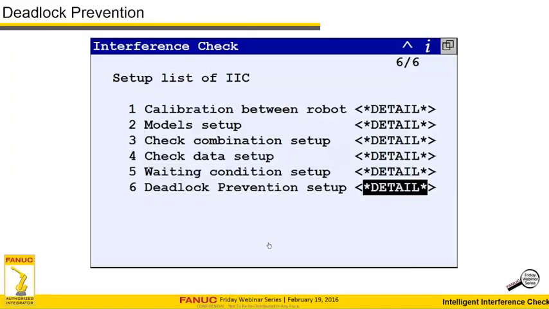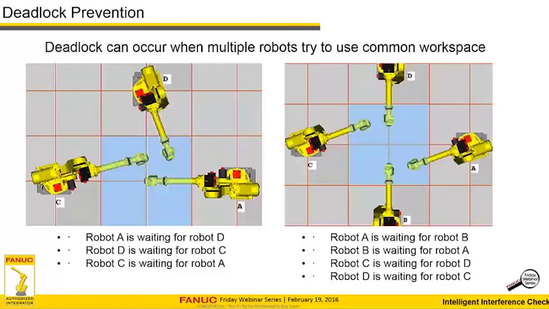Okay, so continuing on, we're going to go into deadlock prevention setup. Deadlock prevention is a great feature, especially when you're using multiple robots. When I say multiple, I should say more than two. Here are some examples of deadlocks.